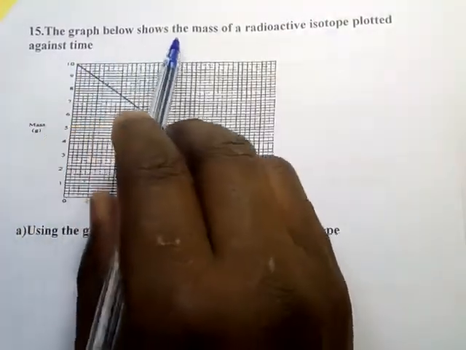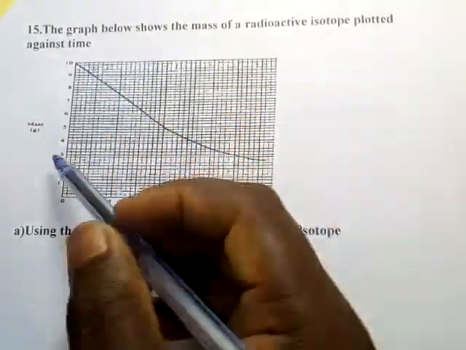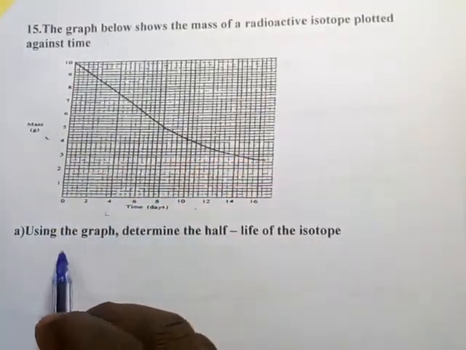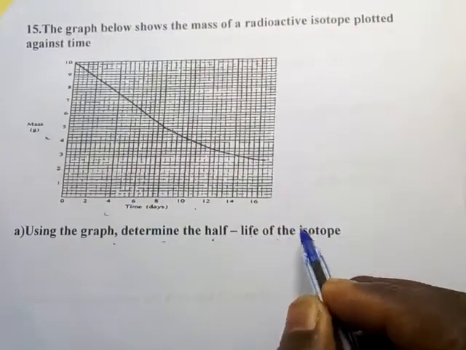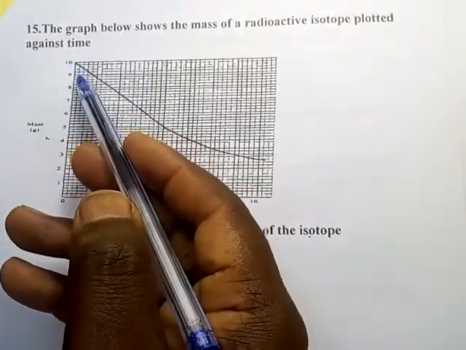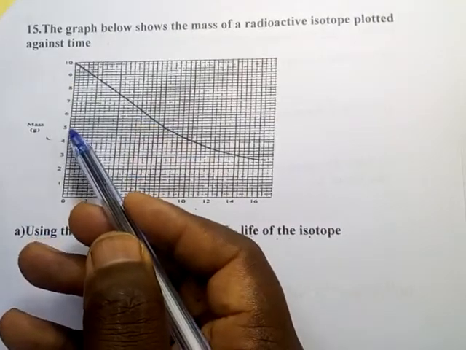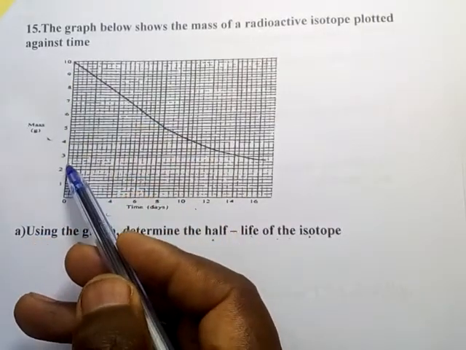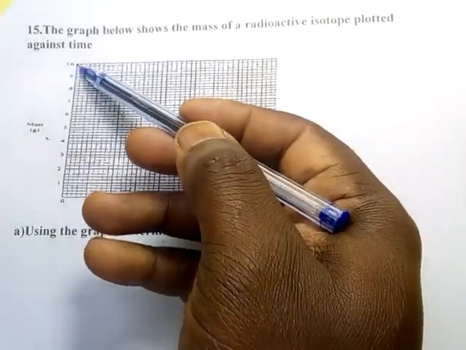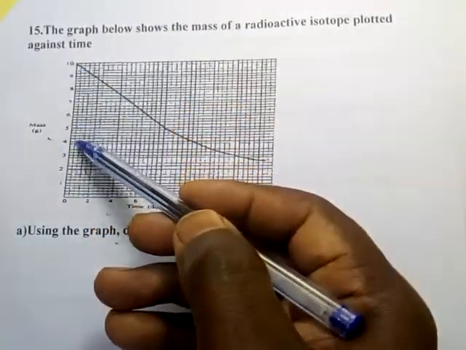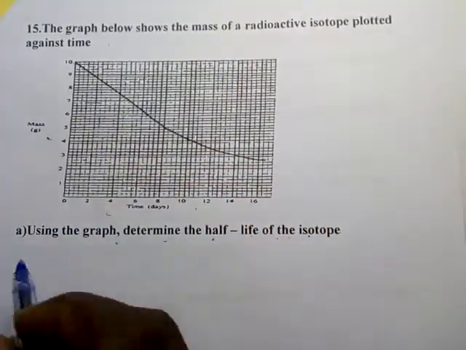The graph below shows the mass of radioactive isotope plotted against time. So this is mass against time. Using the graph, determine the half-life of the isotope. So how long does it take for 10 grams to decay to 5? Because 5 is half. From 5 to 2.5, that is a half. So you can see how many half-lives are there. That's the one that you can see.